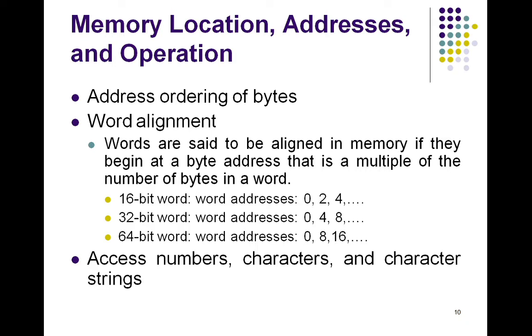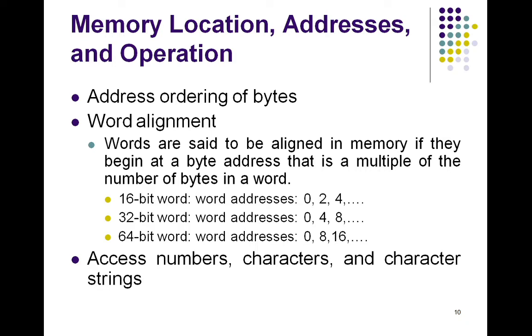If the word length is 16, 16 means 2 bytes, right? So if the word length is 16, then the aligned word will begin at the byte addresses 0, 2 and so on. So this is in terms of 2 bytes, right? So if the word length is 16, then the byte address will begin in such an order, that is 0, 2 and so on.